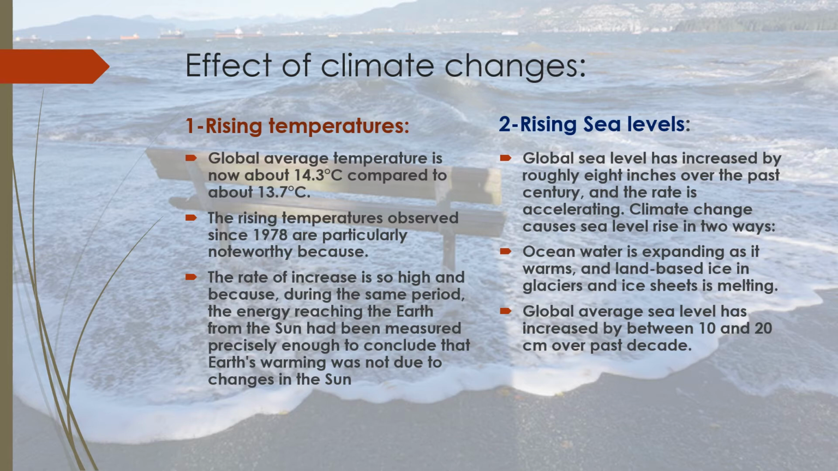Number 2. Rising sea levels. Global sea level has increased by roughly 8 inches over the past century, and the rate is accelerating. Climate change causes sea level rise in two ways. Ocean water is expanding as it warms, and land-based ice in glaciers and ice sheets is melting. Global average sea level has increased by between 10 and 20 centimeters over the past decade.